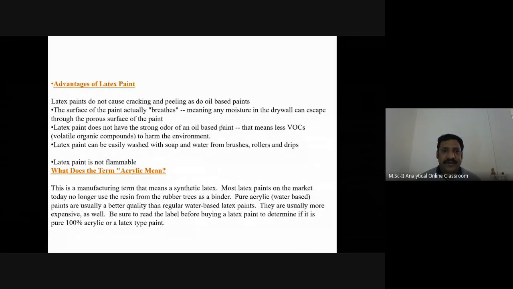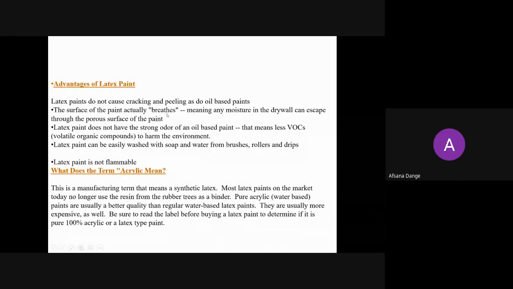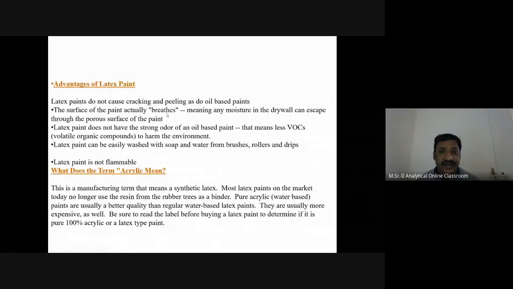So what are the advantages? Latex paint does not cause cracking and peeling as oil-based paints do. Why is it so? Anybody? Dange? Afsana? Why do latex paints not cause cracking? Yes, sir, adhesion property. Because of the elastomer. Only one type of binder is there, and that's why the elastic property is there, and that's why it does not crack and peel.